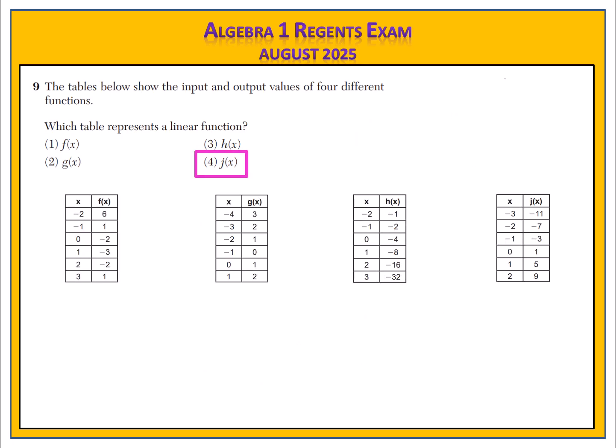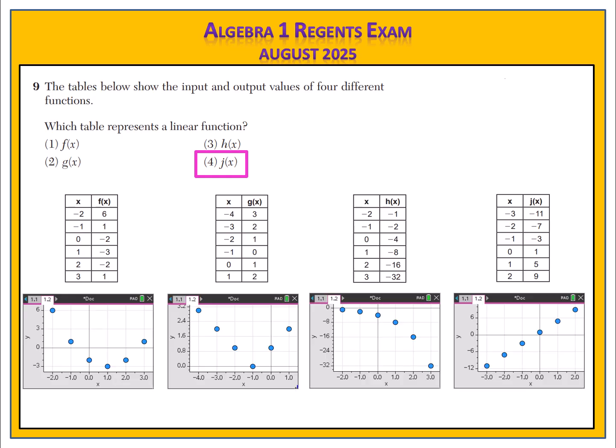Another option you would have would be to plot each of the table's points on a graph and look at the shape of those points. You could do this by hand on a piece of graph paper, which is at the back of the exam, or if you know how to use your graphing calculator, you could enter each table into the calculator and then look at the data and statistics screen to see the shape of the points.